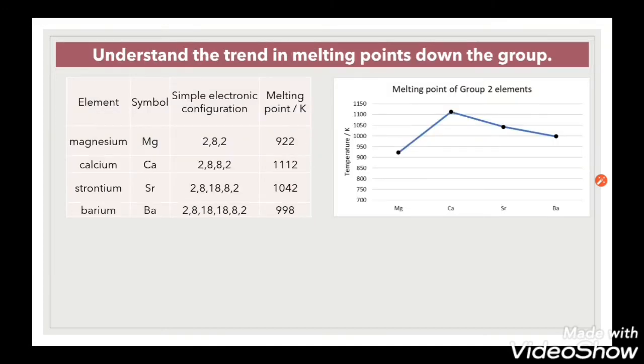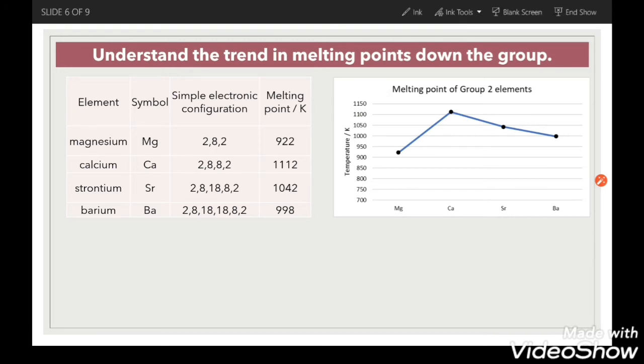Right, flipping over. So the trend in melting point. We do need to look at it, and it is a slightly messy story. The reasons for it we don't really need to know, but magnesium doesn't fit the trend. So these three, calcium, strontium, barium, show a nice trend we can see up here on the graph. Melting points decrease down the group, but magnesium is an exception to the rule.